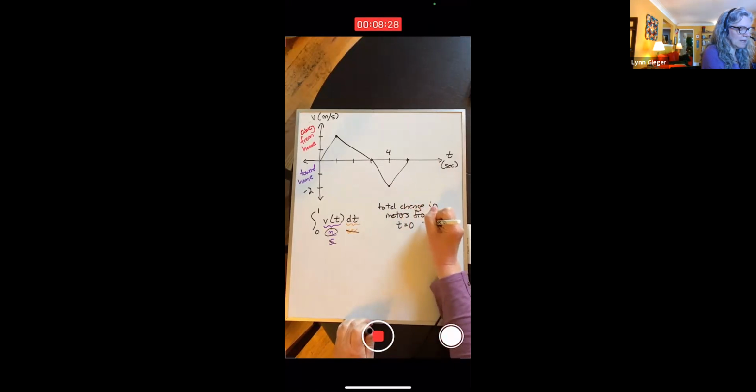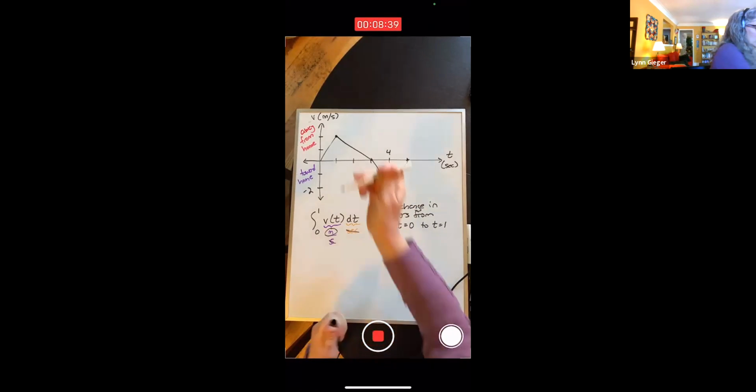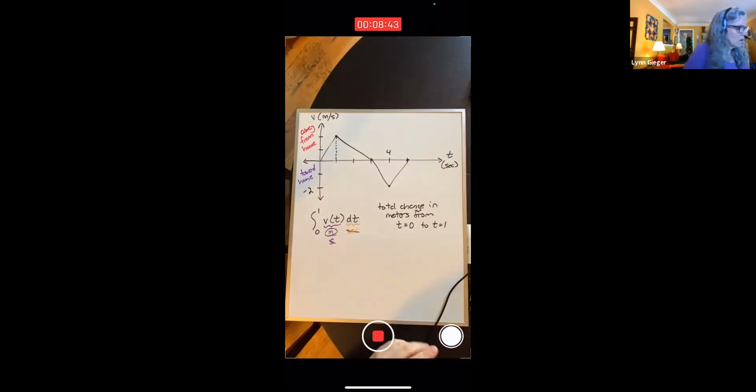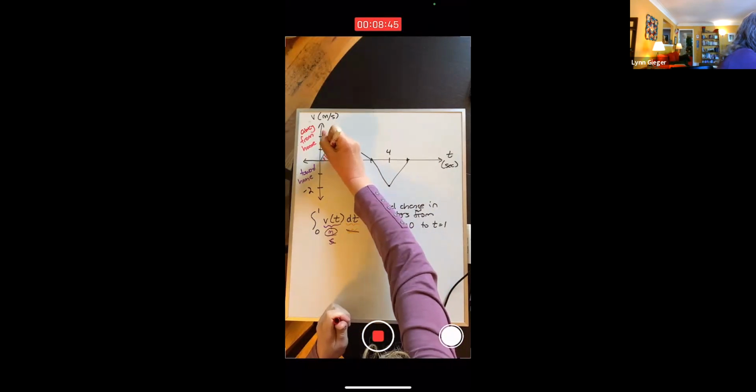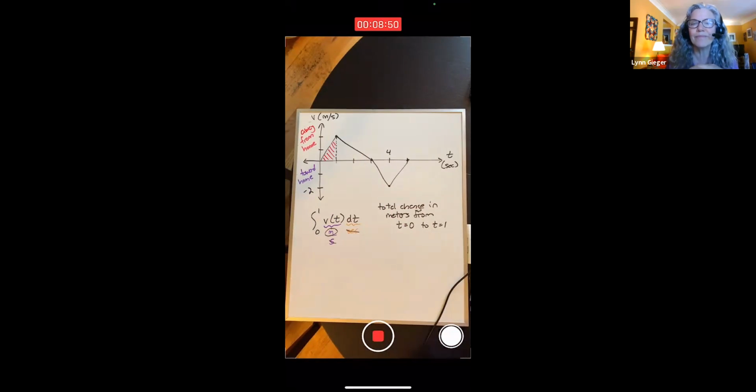From t equals 0 to t equals 1. In other words, how far did this object travel away from home in the first second? Well, we can actually get a number here. It's the area under that curve. That area happens to be a triangle. So, how big is that triangle?